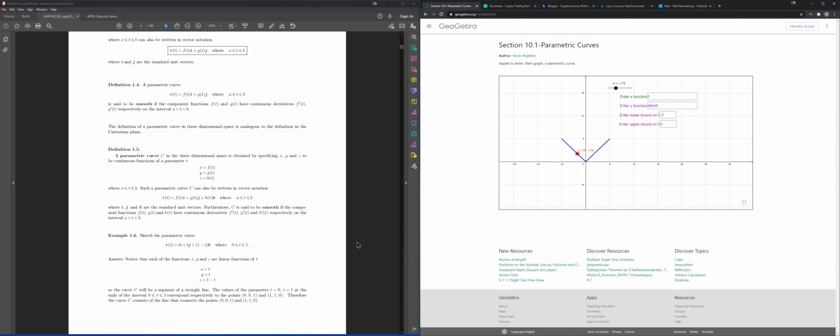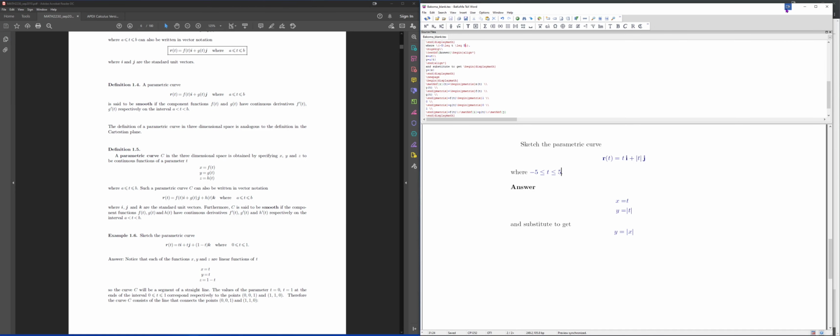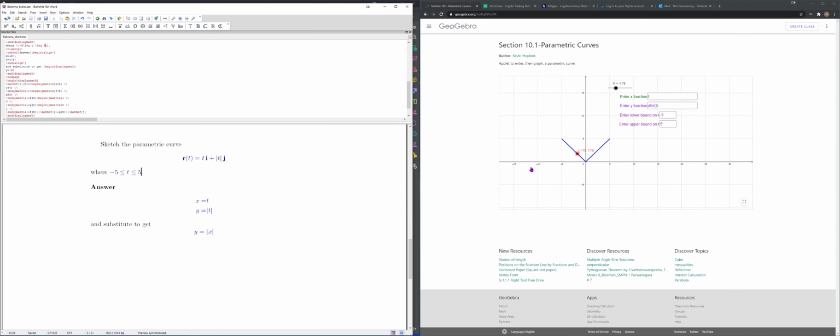Right. Okay, but back to our example. Looking further at the same example: x is equal to t, y is equal to the absolute value of t, mod t, and you go in between -5 and 5.